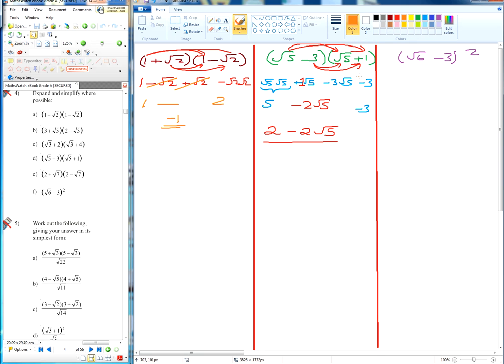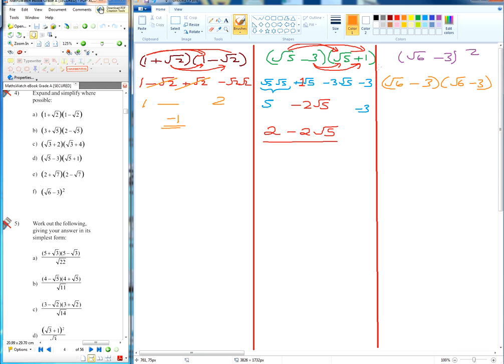Now, root 6 minus 3 squared. Explain to us what does it mean when it says squared. A lot of students think it means times by 2. No. So the 2 doesn't mean times by 2. What does it mean? Times by itself. So we're going to have here now, well done, Saf, root 6 minus 3 times by root 6 minus 3. So now we have to multiply that bracket by itself.